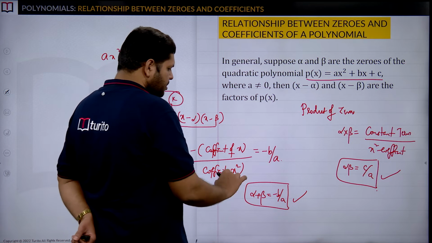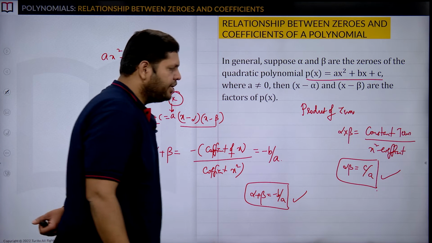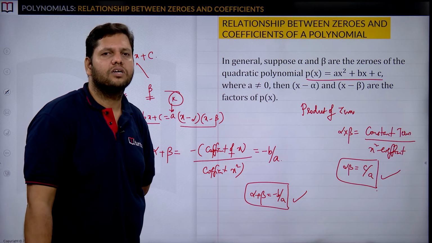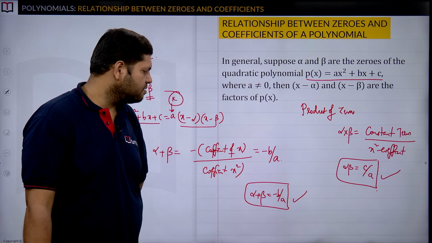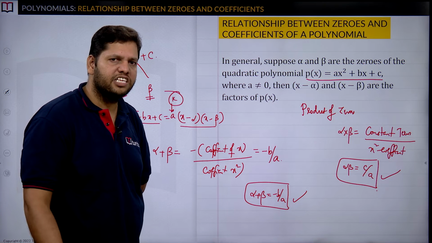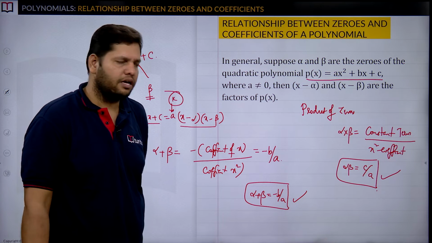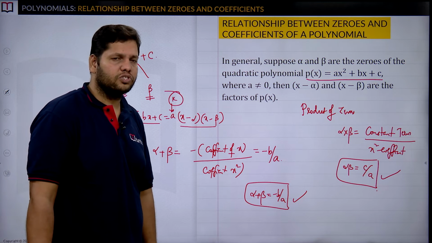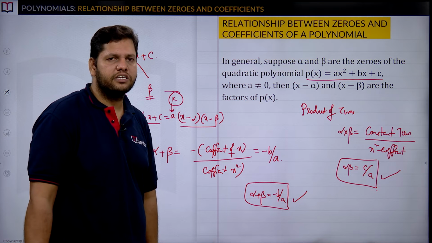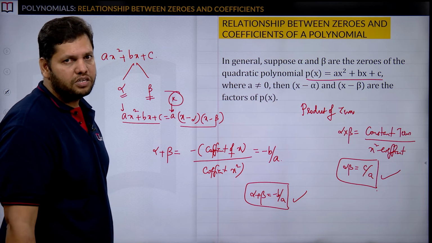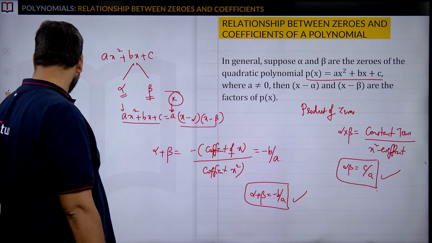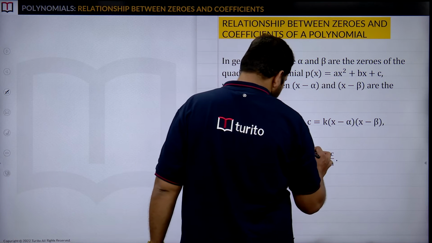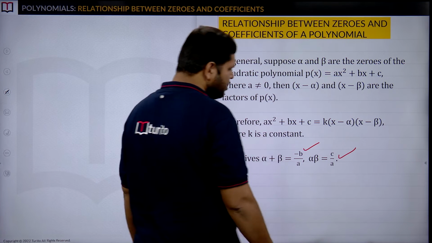First formula, alpha plus beta is minus b by a, and second formula, alpha into beta is c by a. Clear children, or any doubts? It's very simple, children, you can remember easily. Alpha plus beta is nothing but minus b by a, and alpha into beta is nothing but c by a. Here b is the x coefficient, otherwise coefficient of x, and a is the x square coefficient. In alpha into beta, c by a, c is the constant term, and a is again the x square coefficient. Any doubts regarding these two formulas? Fine.